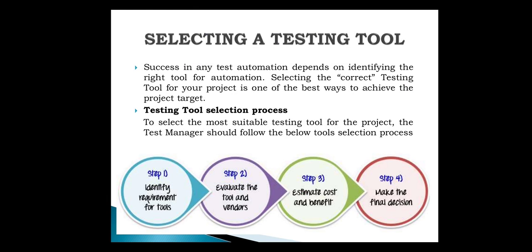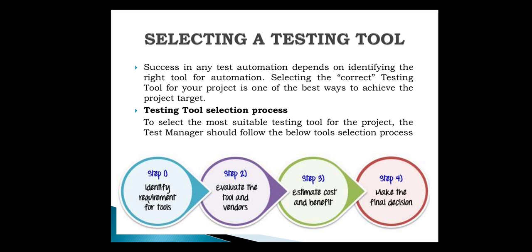So basically, while selecting a testing tool, there is a selection process. First, we need to identify the requirement for tools. Then we need to evaluate the tool and vendors from where we'll get that particular tools. Then we need to find out the estimated cost and benefit from using that particular tool. Okay, and then make the final decision, either we need to buy that particular tool or not. Okay, so accordingly we are going to select our tool, right?